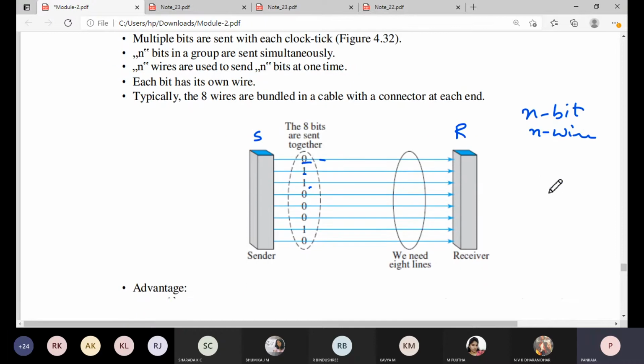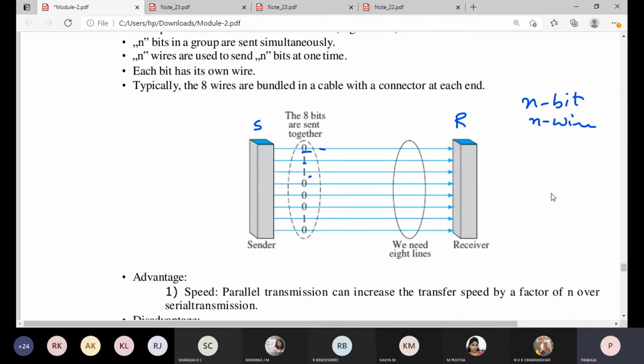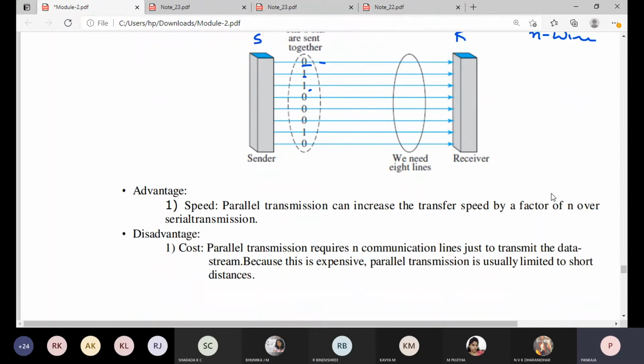So that is about the parallel transmission. So what are the advantages here? The advantage is in terms of speed. At the same time, parallelly, when you are sending the data, the data rate can be improved. The time taken for transmission of data can be improved, or it can be high compared to the serial transmission. Parallel transmission can increase the transfer speed by a factor of n over the serial transmission.